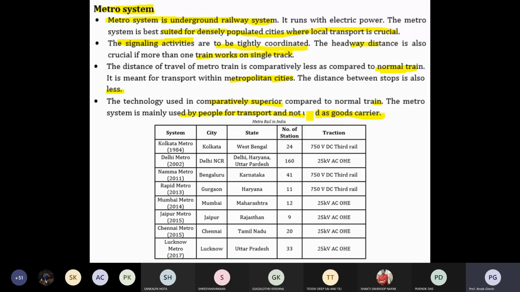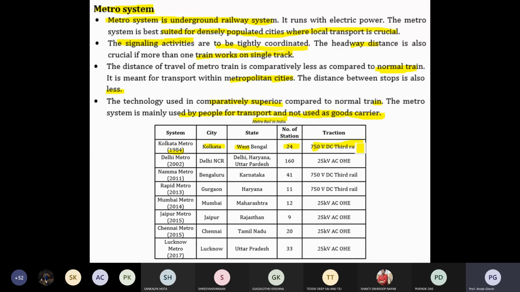Okay, so this is for human transportation purposes, not for goods carrying. Some charts are given for the metros in different years. The Kolkata metro is very old. The number of stations is written as 24, but that has increased, so it is some old data. For Kolkata, the voltage level is 750 volt DC third rail.